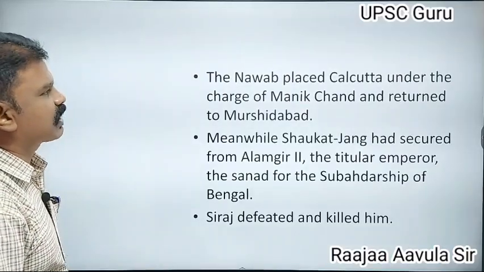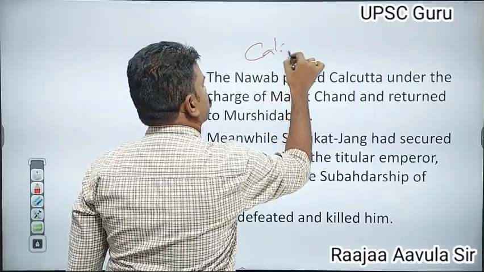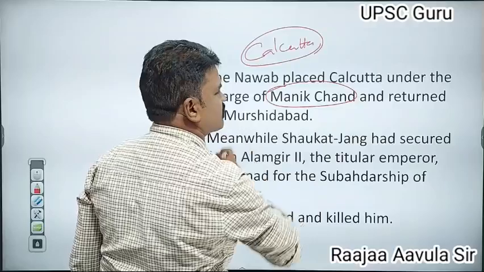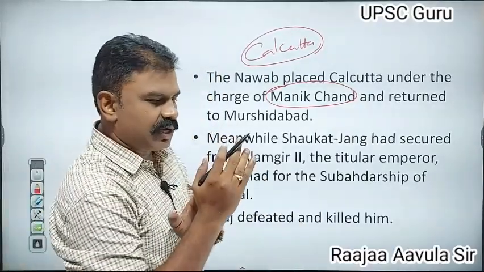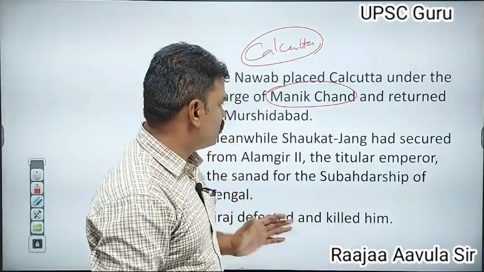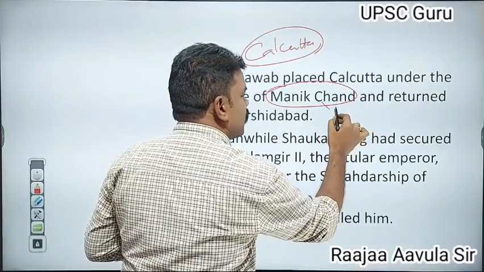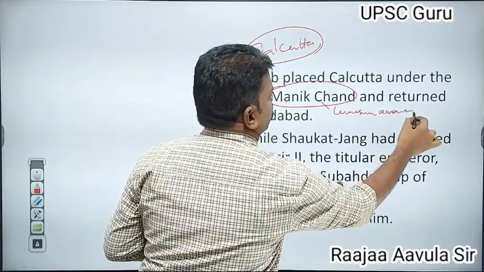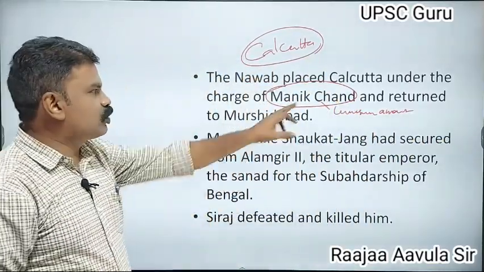After this, Siraj-ud-Dawla gave Calcutta to Manik Chand and returned to Murshidabad. But what happened? Manik Chand took a lump sum amount from the British East India Company and returned Calcutta to them. He took a bribe.